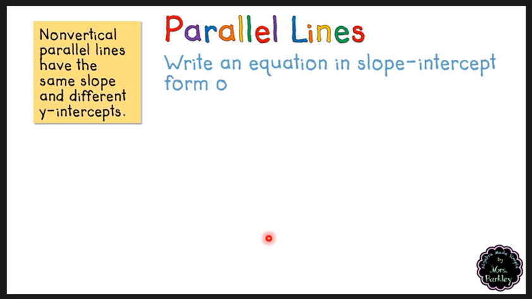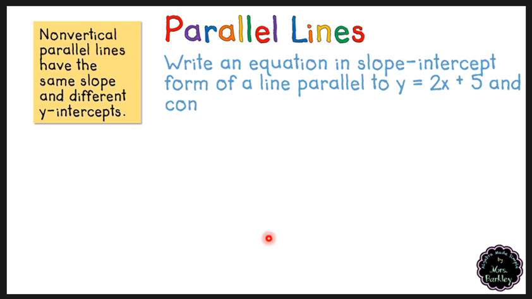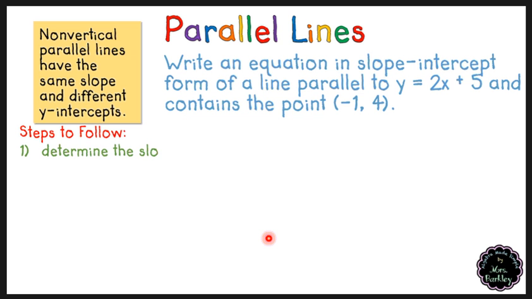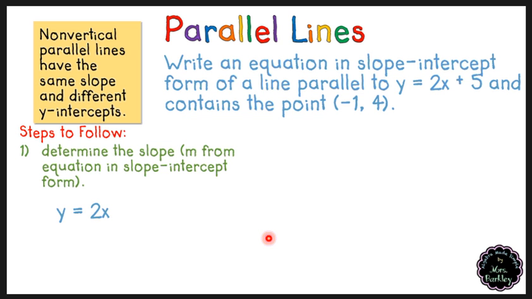So in this example, write an equation in slope-intercept form of a line parallel to y equals 2x plus 5 and contains the point -1, 4. So here are some steps that we are going to follow to help us through this process. So the first step is to determine the slope, and we can determine the slope by looking at the m from the equation in slope-intercept form. So in this case, our equation that was given to us was y equals 2x plus 5, so we can see that our slope is 2.